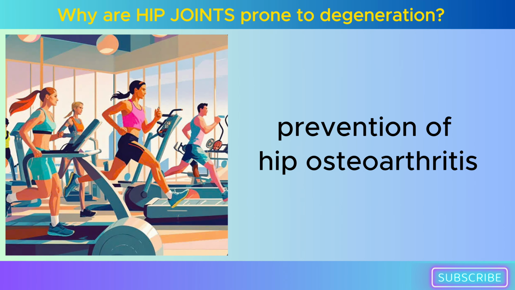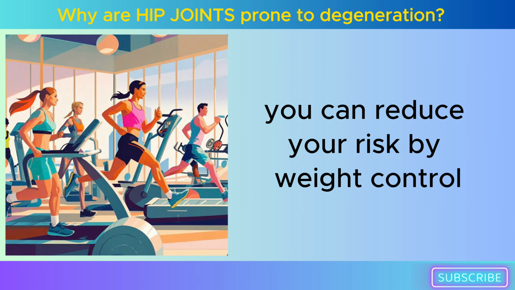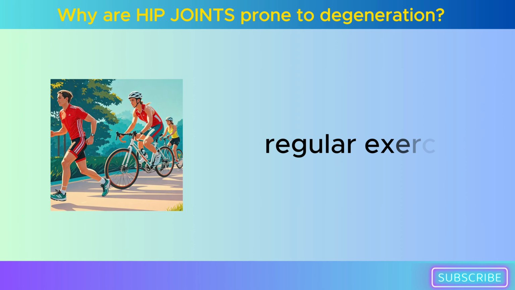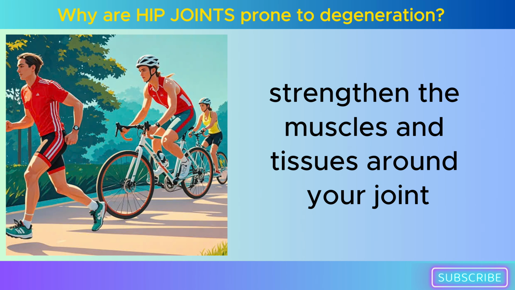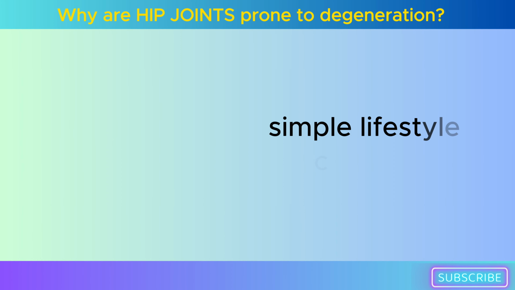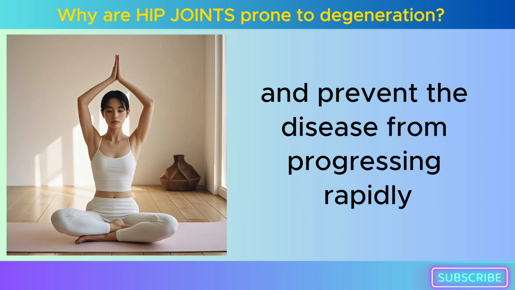Prevention of hip osteoarthritis. While you can't completely prevent it, you can reduce your risk by weight control. Avoid being overweight to reduce stress on your hip joint. Regular exercise. Strengthen the muscles and tissues around your joint to protect against wear and tear. Simple lifestyle changes can help maintain long-term hip health and prevent the disease from progressing rapidly.